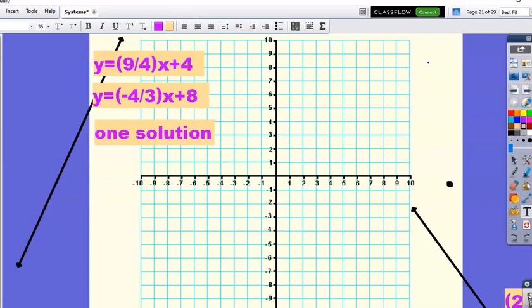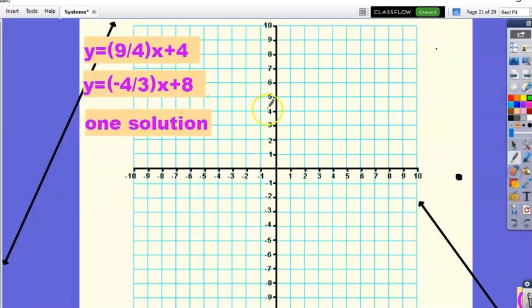All right, let's try this again. So this time my two equations are this one and this one. All right, I am going to graph this one in red. So I've got a 4, go up 4, do my slope of 9/4. Now I want to show you something.